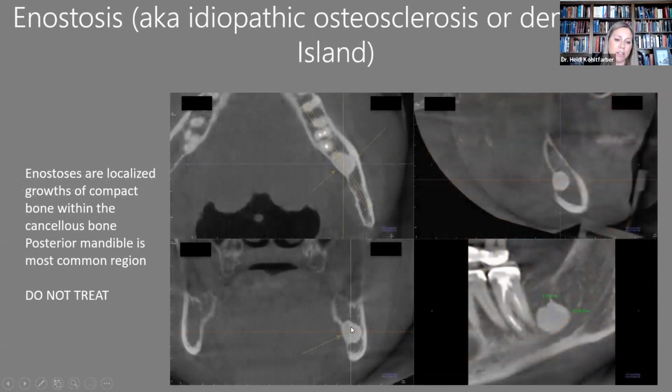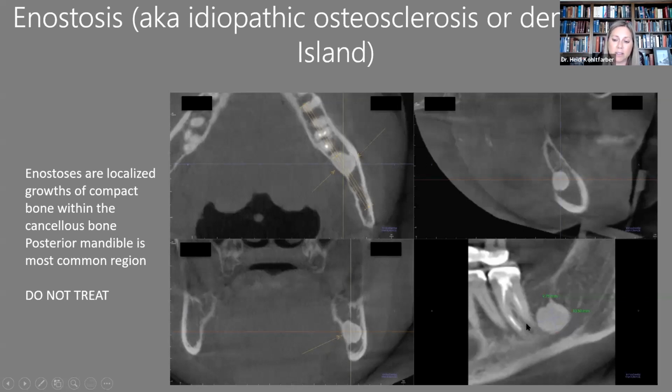Anastoses, I do want to mention these because we see these a dime a dozen. We see tons and tons of anastoses. Now, these come with different names. You might have learned it as idiopathic osteosclerosis or dense bone island. That's basically all it is. It's continuous with the cortical borders. There is no expansion or thinning of cortical borders. It is isodense to the cortical borders.